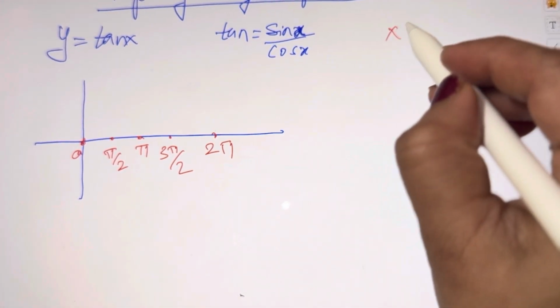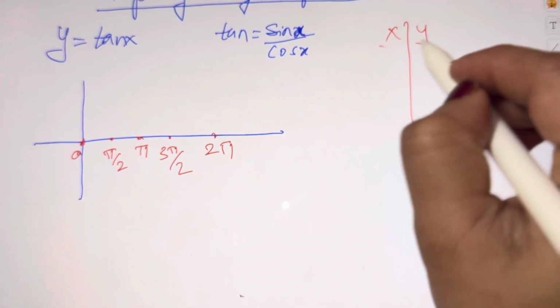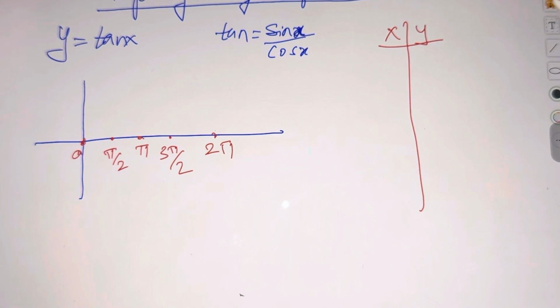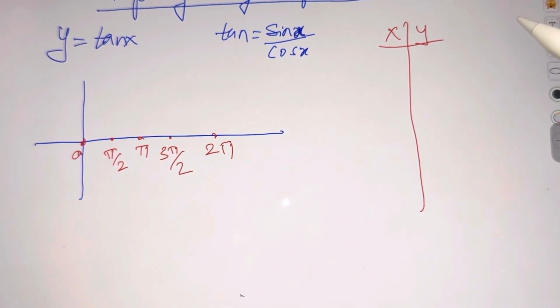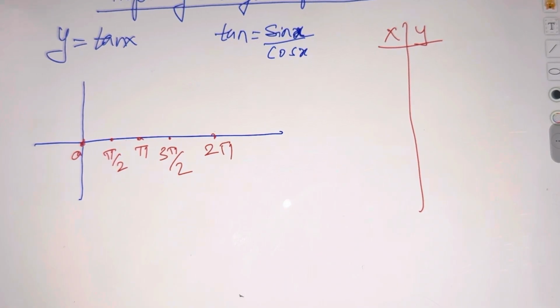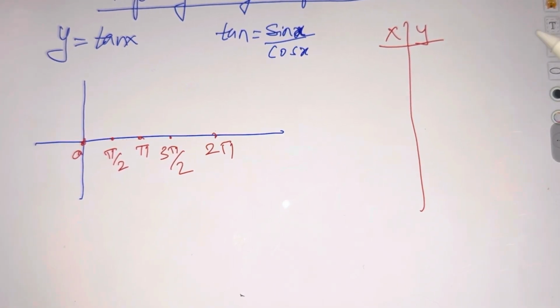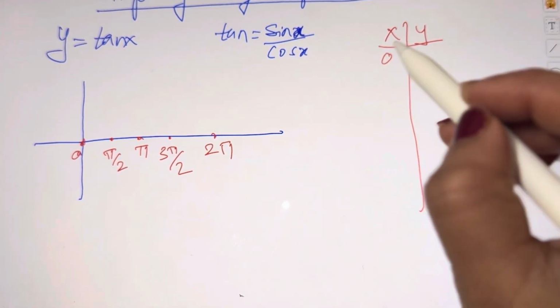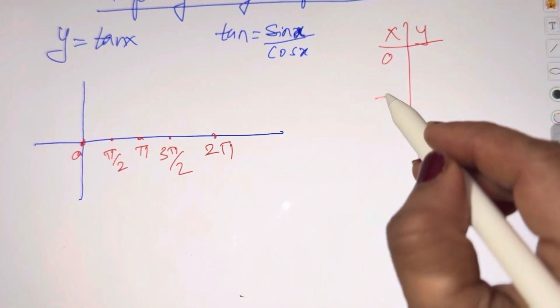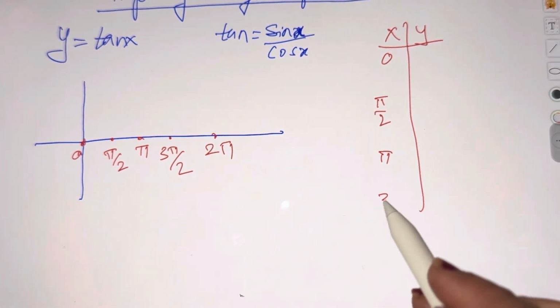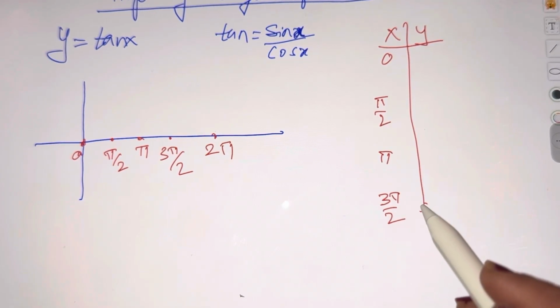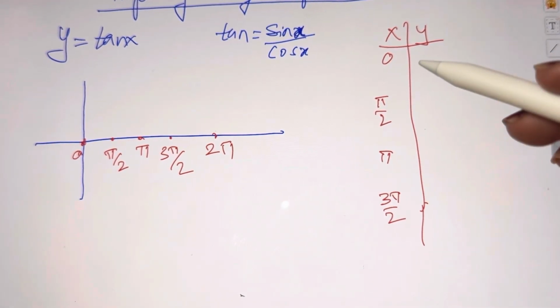Now I'm doing the xy table, though we do not need it, because we are doing it for the first time. Going forward, for any transformation, we should not need it. If your teacher wants, you can draw the table, but you should be smart enough to draw the graph without the table. Okay, so first of all, I'm going to take 0, pi by 2, pi, 3 pi by 2 and 2 pi.